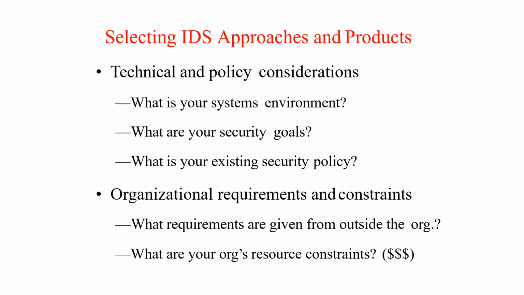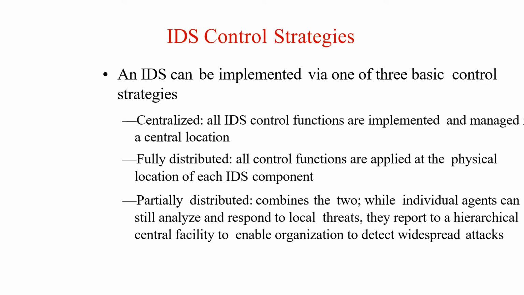Selecting an IDS approach and product. Technical and policy considerations are: what is your system environment, what are your security goals, and what is your existing security policy. These are three questions regarding approaches. Organization requirements and constraints belong to this as well. What requirements are given from outside the organization? What are the organization's resource constraints in terms of money? These decide which type of IDS approach is implemented in your organization.